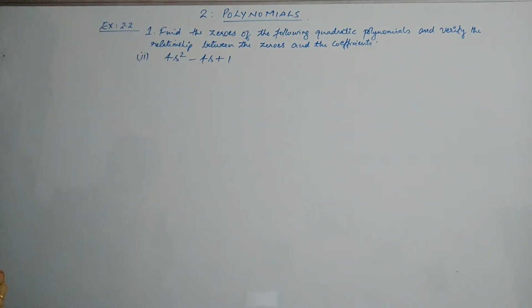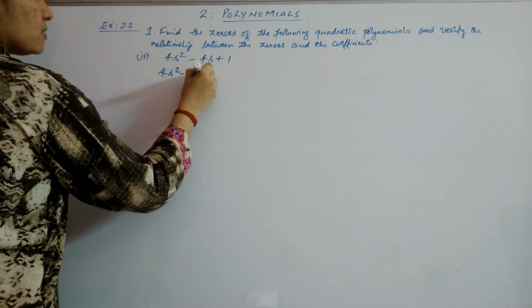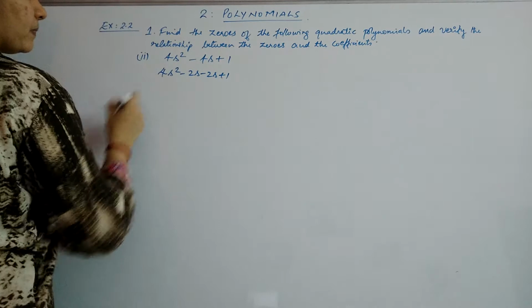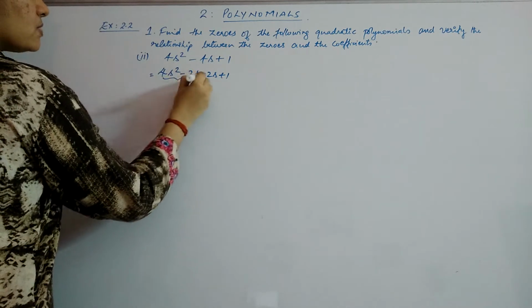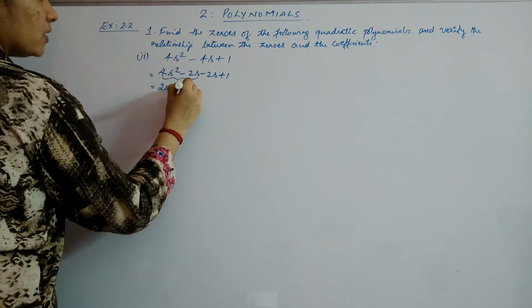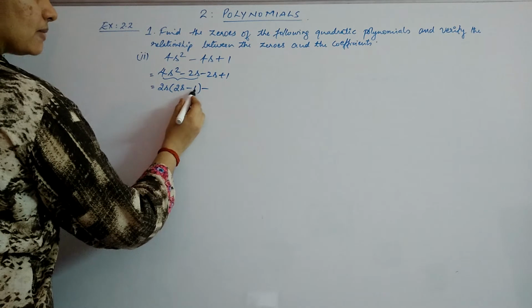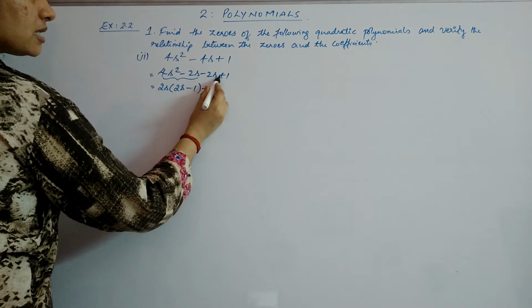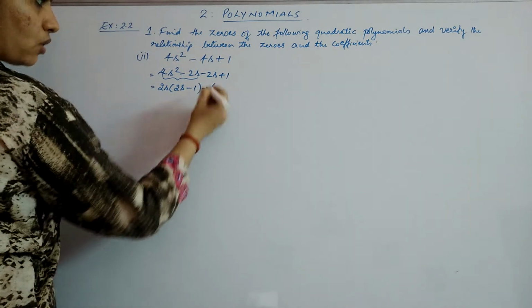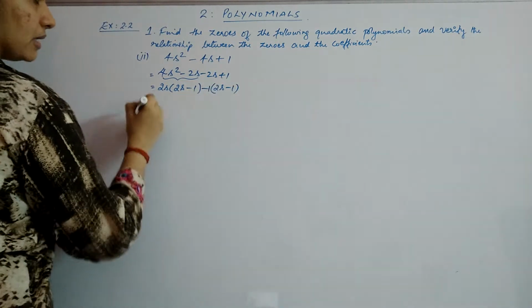Next subdivision is 4s square minus 4s plus 1. So this can be again written as 4s square minus 2s minus 2s plus 1. Okay. Now from these two terms we can take out 2s in common, so that the remaining part will be 2s minus 1. Again you need 2s minus 1, so here we can just take a negative 1 out, so that the remaining term will become again 2s minus 1.